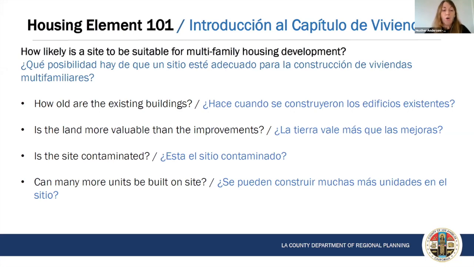And sites that are or have been contaminated, such as gas stations, often require a lot of money and time for cleanup. So these sites are unlikely to be suitable for housing development in the near future. Another consideration is whether the proposed land use and zoning regulations would allow substantially more housing on the site than what is currently on the ground. All rezoning must take place, as I mentioned, in the next 3 years. By 2024, the land use and zoning changes will be included in various future planning efforts.